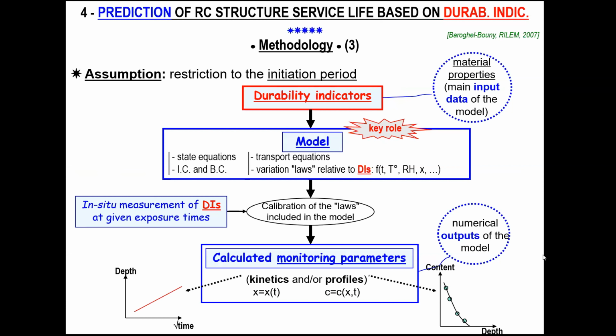I would like to, before finishing, give you an example of what prediction means in this case. So when you want to predict service life or transport process, you will need first a durability indicator as input data for the model. So this is the main input data of the model. And included in the model, you will need some laws which relate the DI with temperature, relative humidity, etc.